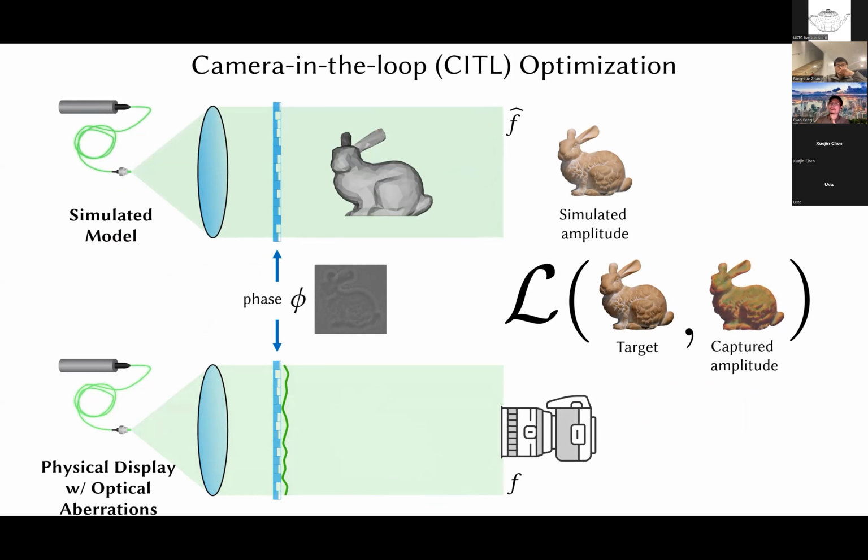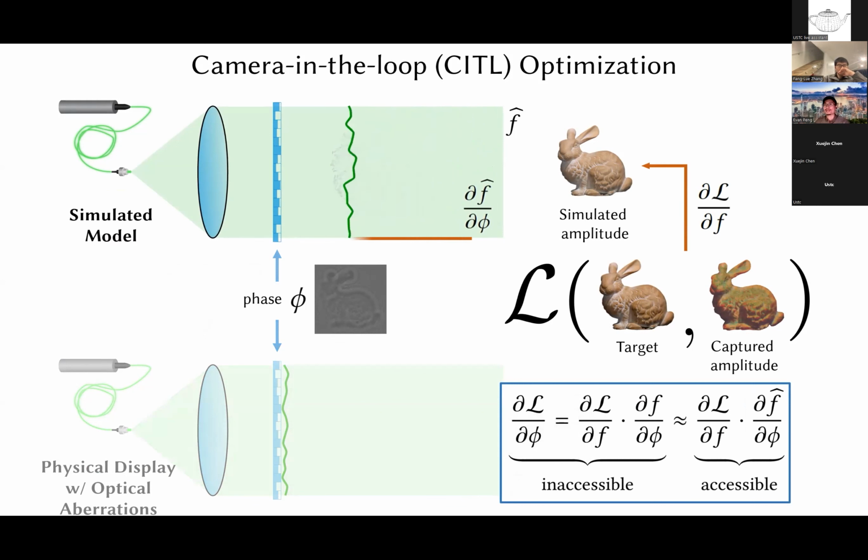Let's see the backward path, where we consider only the simulated model on the top. The loss between the target and the captured amplitude is backpropagated to the simulated amplitude and continues to backpropagate to the virtual spatial light modulator, so we can update the phase hologram. In the next iteration, the phase hologram is used for the two forward propagation paths shown in the earlier slide. So let's see some results.